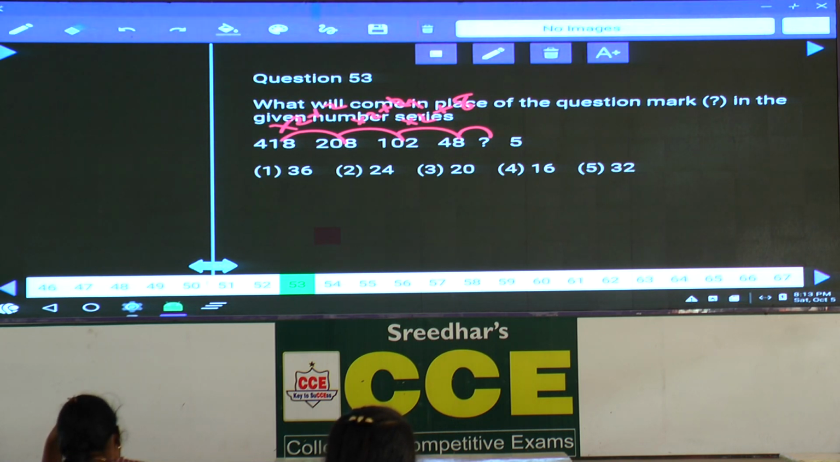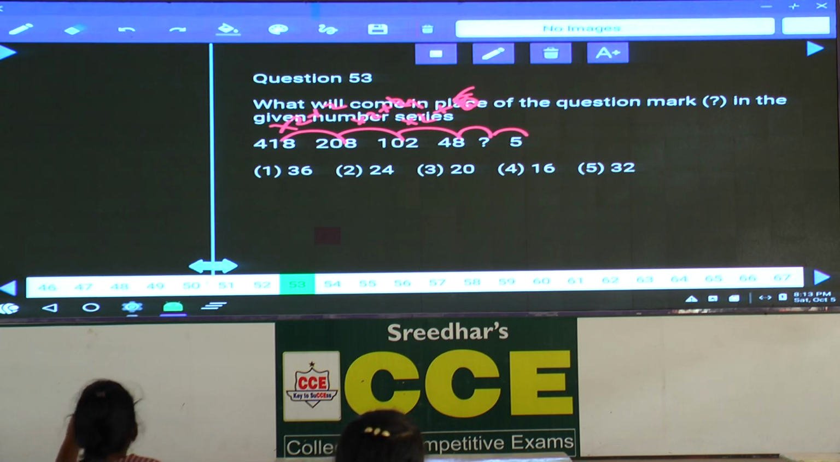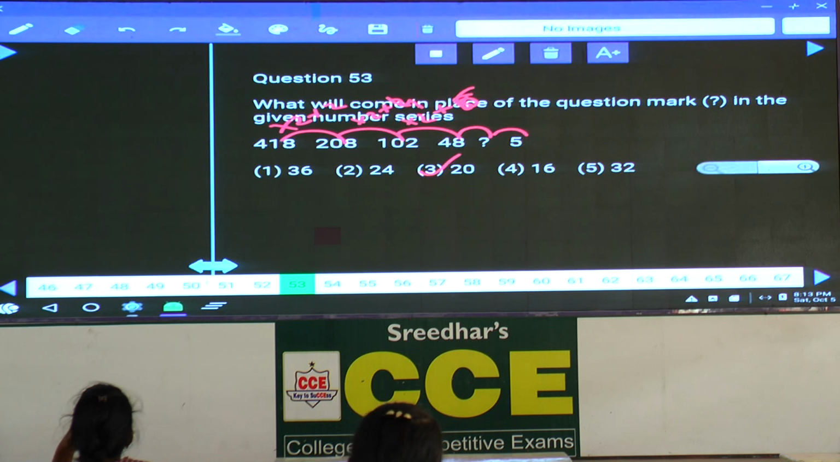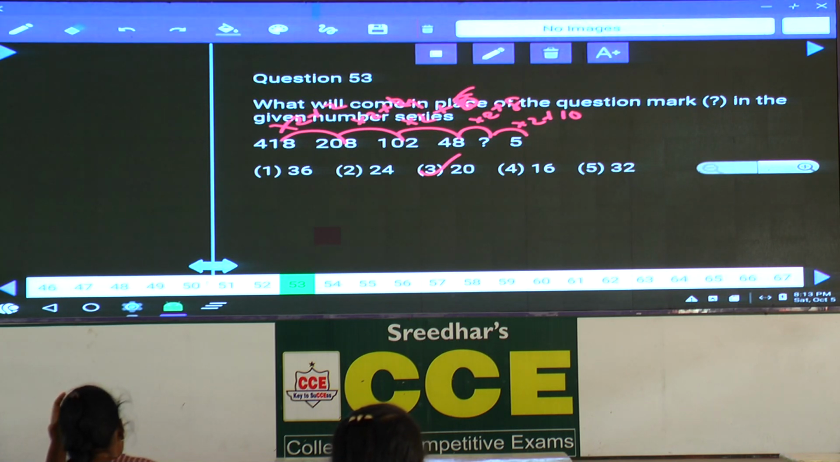Hence, what should be the number here? Into 2 plus 2, 4, 6. Here into 6. Next one, here it must be how much? Into 2 plus 8 and into 2 plus 10 and so on. Into 2 plus 2, into 2 plus 4, 48 into 2, 96 plus 6, and next one, into 2 plus 8. 20 into 2 plus 8 is 48. Now 5 into 2 plus 10, 5 into 2 is 10, plus 10 is 20. Hence, what is the answer here? Choice 3, 20 is the answer.